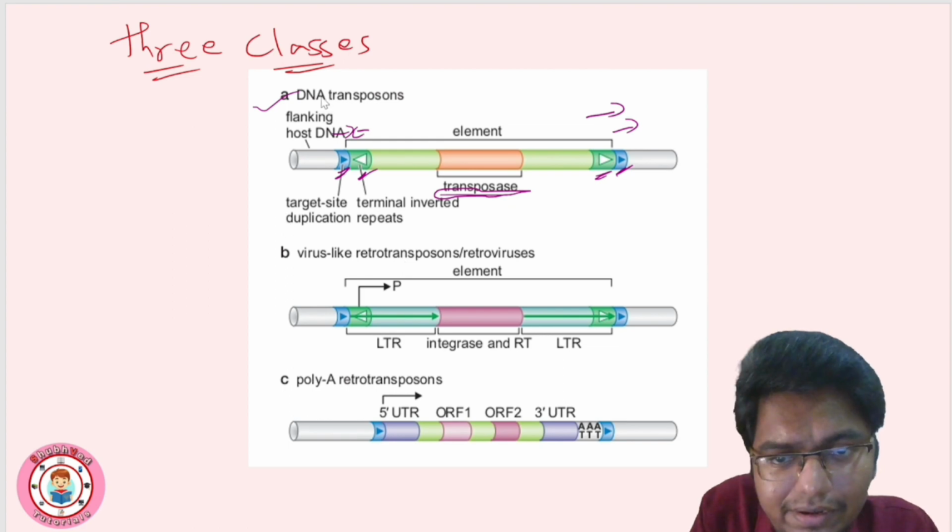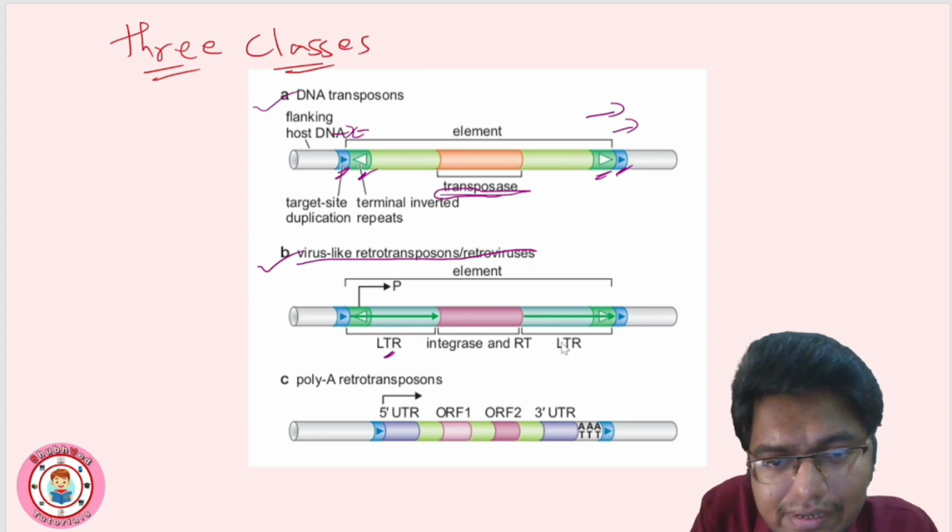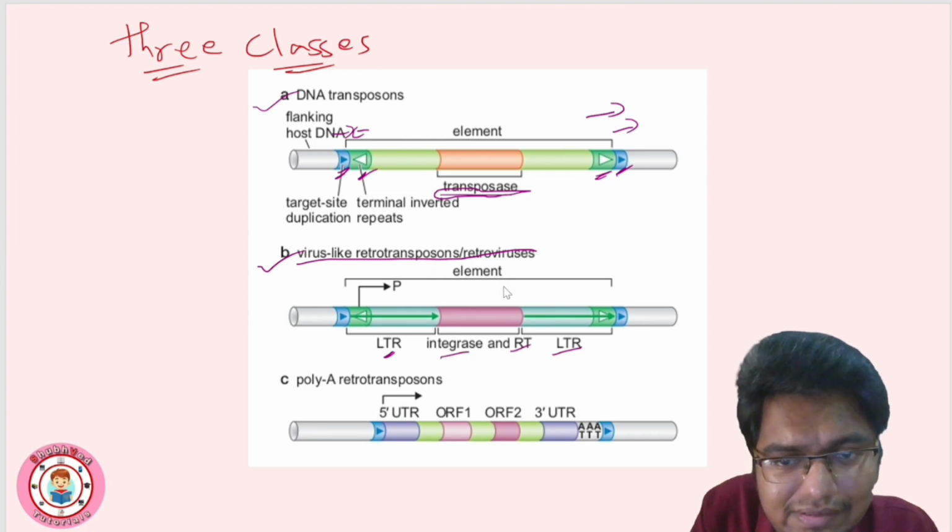So these DNA transposons have a simple structure, but the next type is virus-like retrotransposons or retroviruses. These have LTR, long terminal repeats, as well as in the center, integrase and reverse transcriptase enzymes will be coded. Integrase and reverse transcriptase. What is reverse transcriptase?